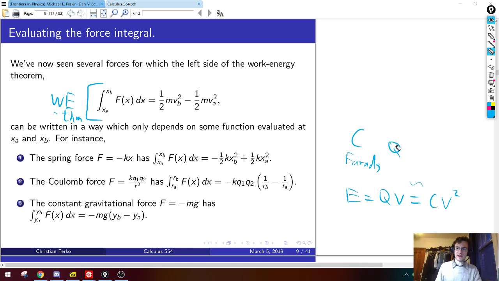Yeah, it's good that you're making connections between the different types of work that you're doing. Good. Okay. But back to the work energy theorem in classical mechanics.